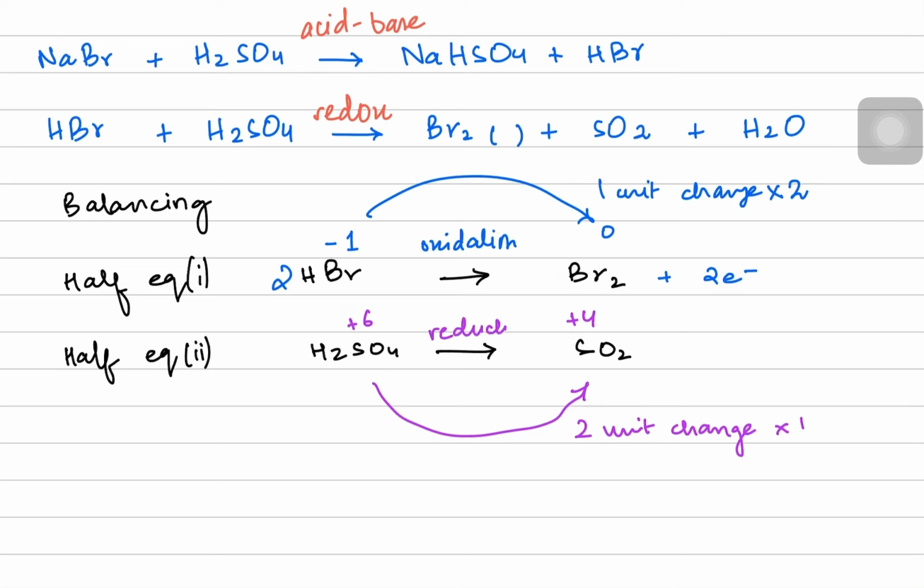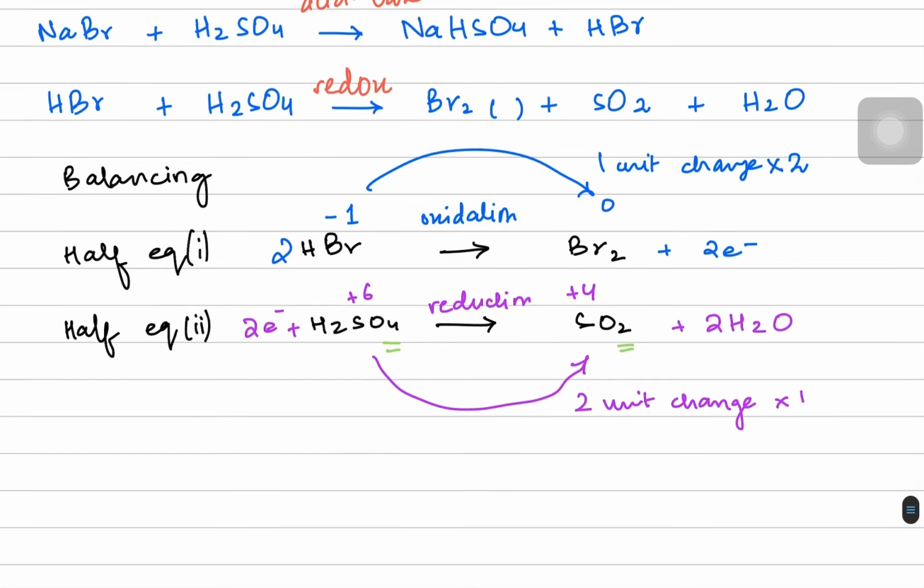You can notice it's a reduction because the oxidation number is decreasing and 2 electrons are gained by the sulfur atom. In order to balance the oxygen, I can see there are 4 and 2 oxygens over there. So 2 oxygens can be added by adding 2 waters. Now the final step for balancing this equation can be to cancel the electrons and obviously add both equations.